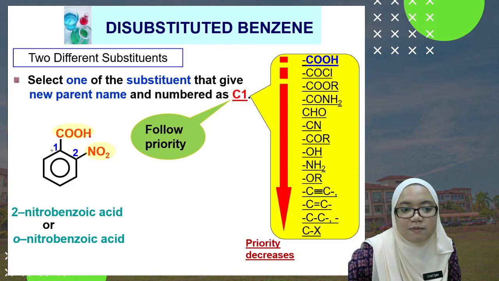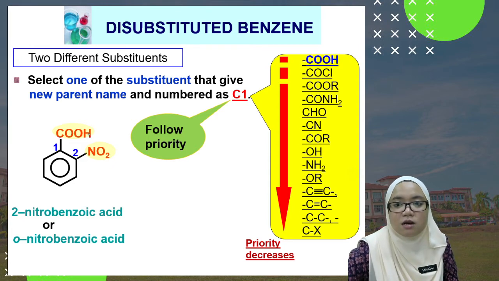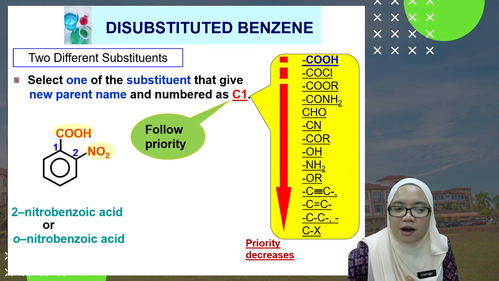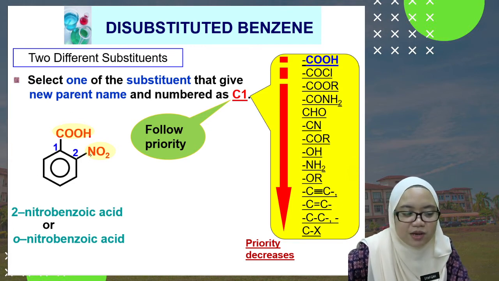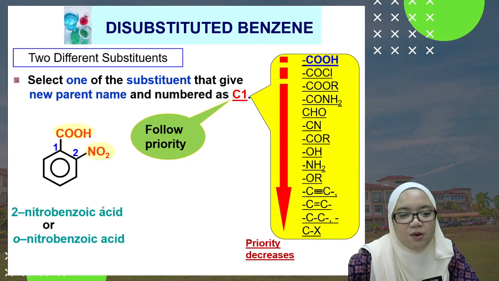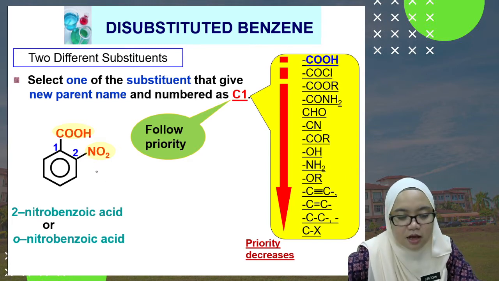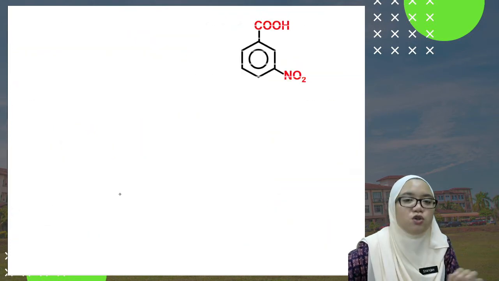Okay, sebab dia sebenarnya benzene, tapi sebabkan carboxylic acid ni dia punya king of all substituent, so dia jadi nama baru. So nama baru dia adalah benzoic acid yang kita nampak tadi. Okay, sebelum ni kita tengok tadi kan. Okay, so and then kita namakan dia macam biasa lah. Alright, kita tengok contoh lagi satu.